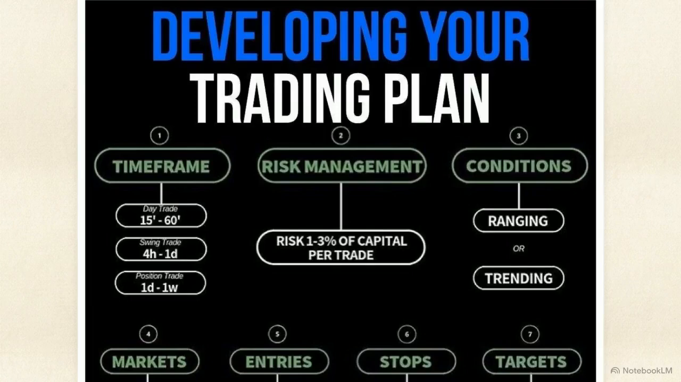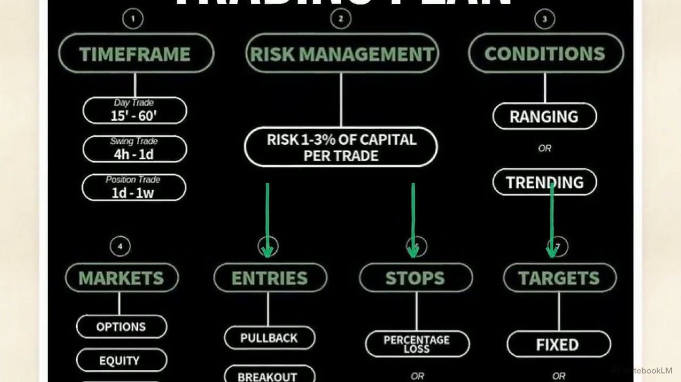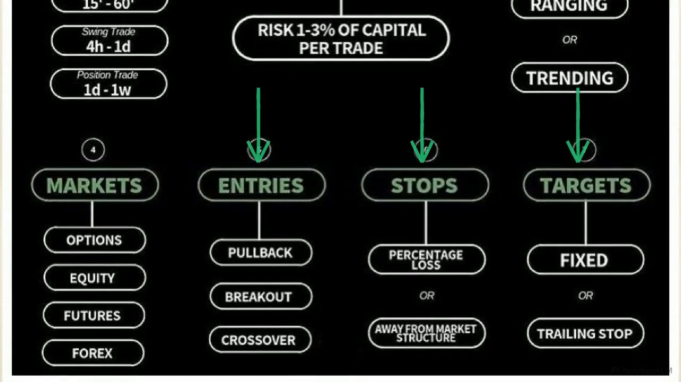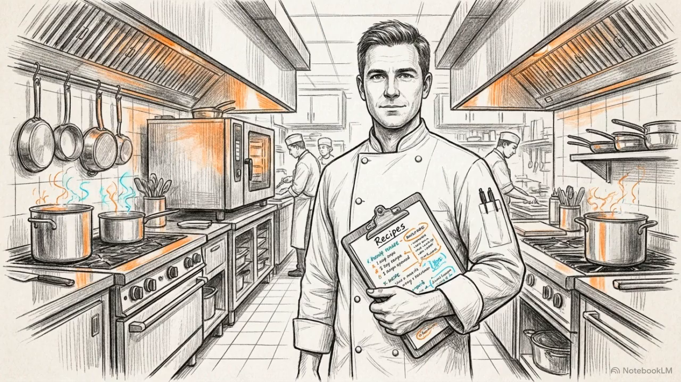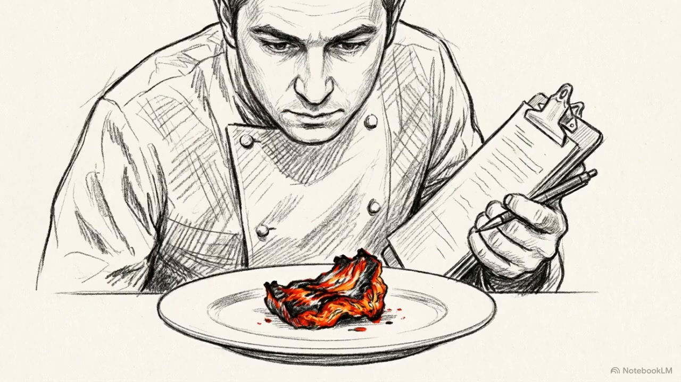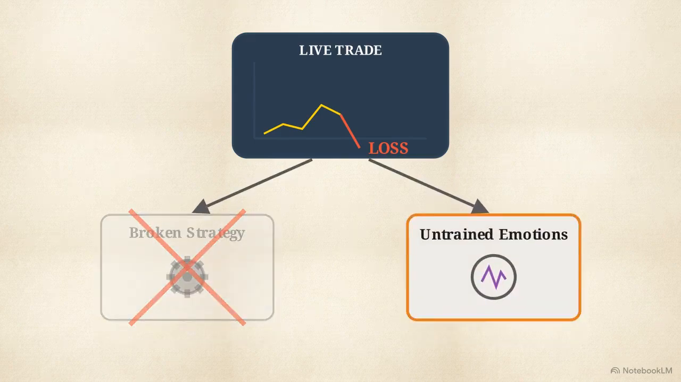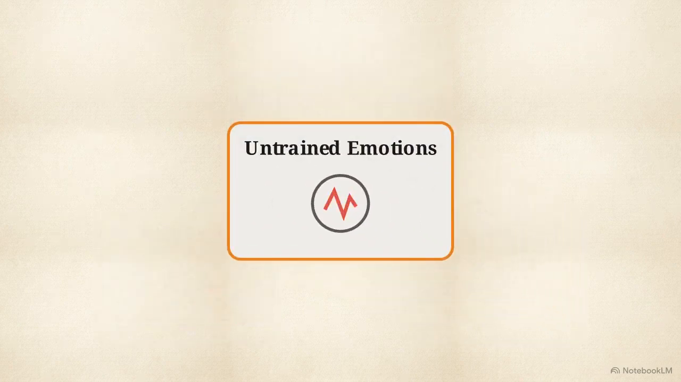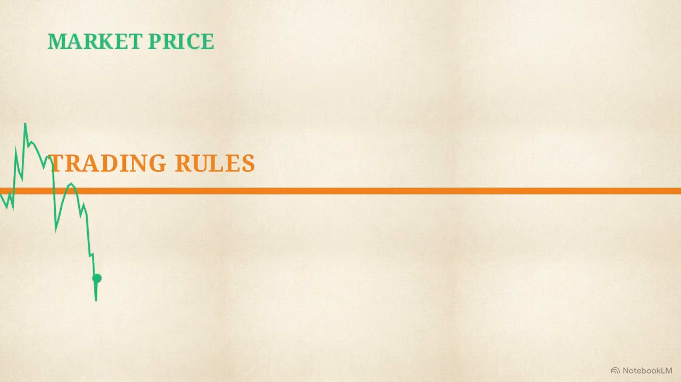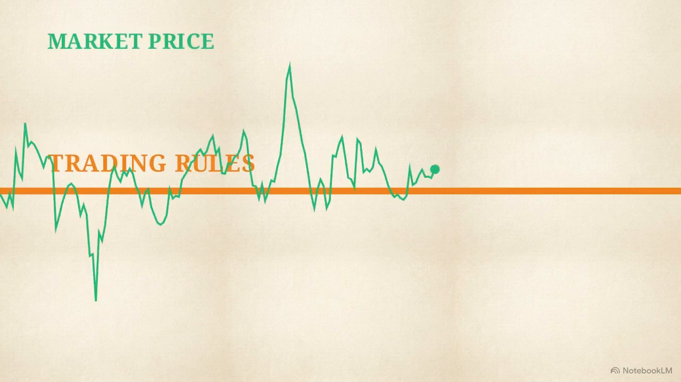Every single element must remain identical to your simulator setup. Pay specific attention to your entries, stops, and targets. These specific execution triggers are strictly non-negotiable. Think about how a professional chef operates. A chef does not completely rewrite a recipe just because one batch of food tastes slightly off. Taking an initial live loss does not mean your strategy is broken. It usually just exposes your untrained emotions. Your rigid, pre-planned rules are your only reliable anchor when the live market starts moving.